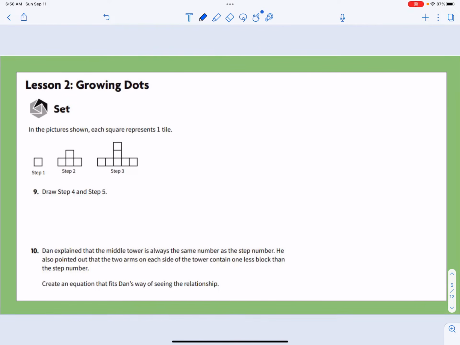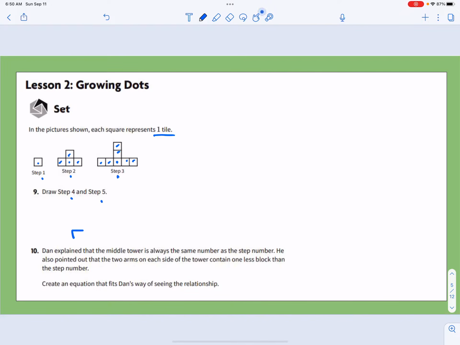Let's look at the next one. This is more about the lesson itself. In the pictures below, each square represents one tile. We have step 1, step 2, step 3, and I want you to draw steps 4 and 5. So there's a pattern happening here. When I look at the first one, I see I have a square, and when I get to step 2, I keep that middle square, and now I'm adding one more around the edge. When I look at the next one, I have that one there, and now I'm adding 2 more around the edge. So that's what I'm seeing first of all.